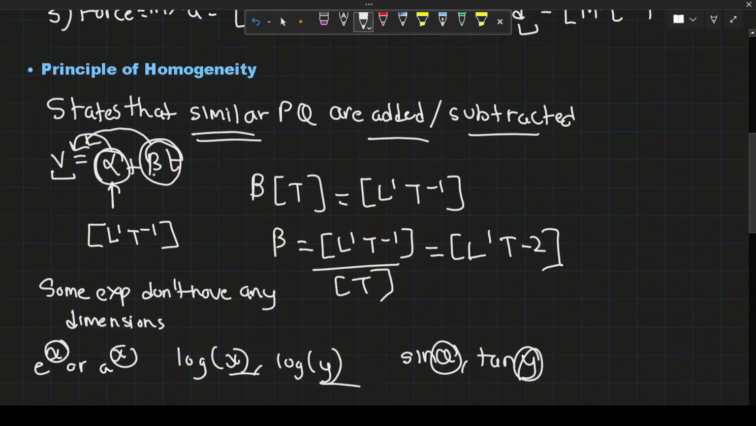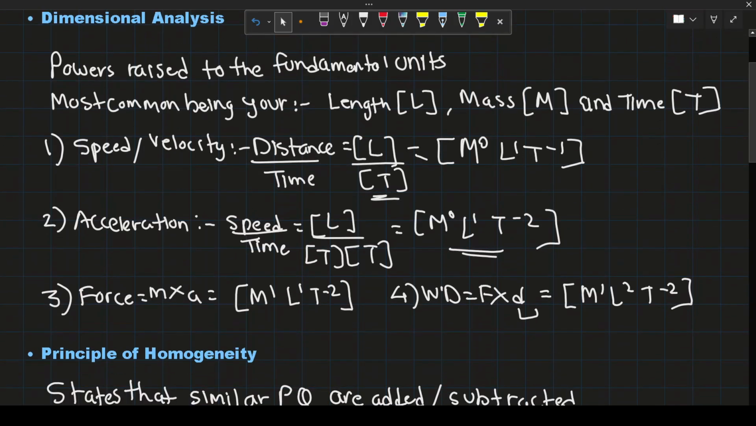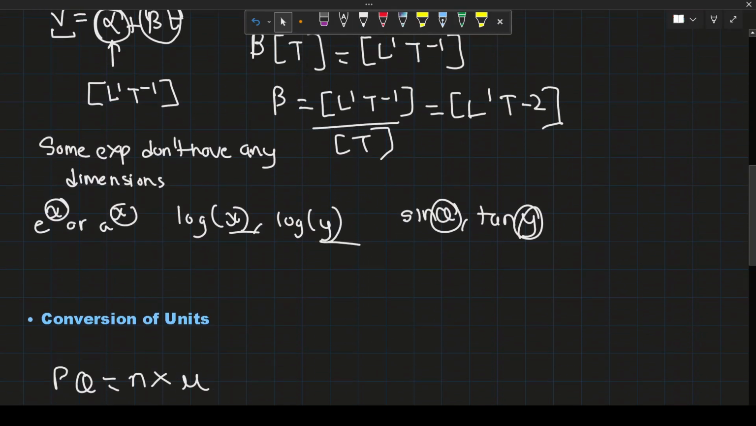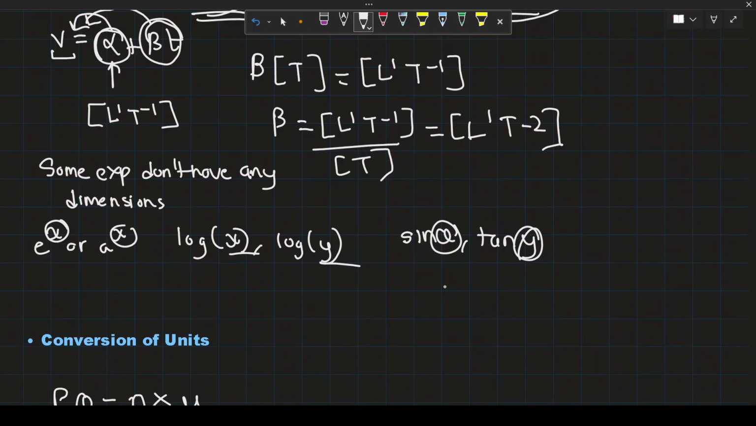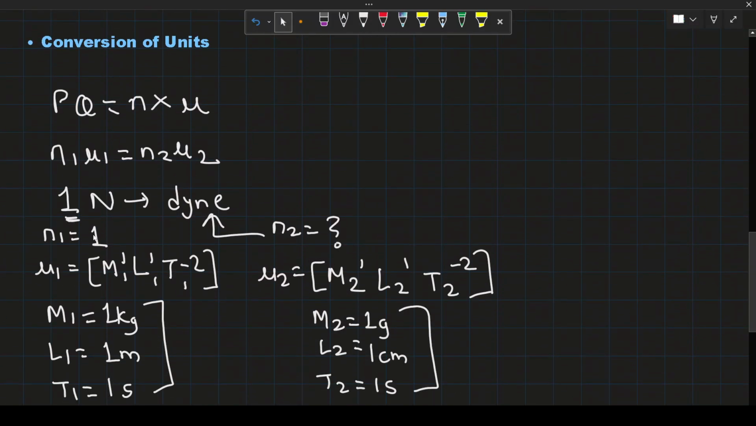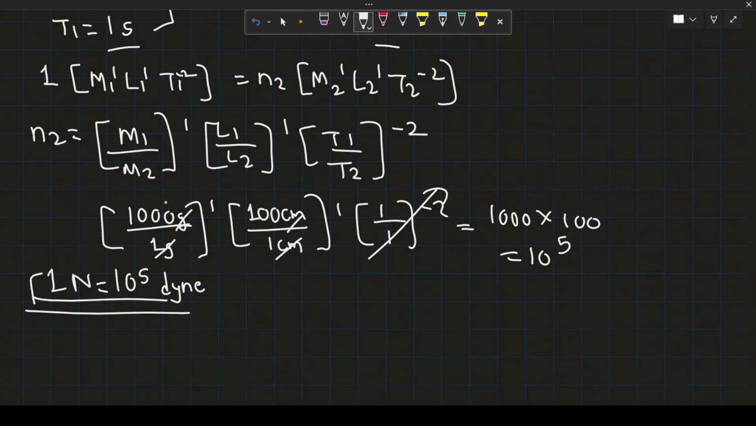Summarizing everything on this slide, we saw about dimensional analysis, which is basically powers raised to fundamental units. We saw some examples. Then we saw about principle of homogeneity, which states that similar physical quantities can be added or subtracted. We saw an example on it. And then we saw some expressions which do not have any dimension, like anything raised to its power or anything enclosed in log or any angle. And last, we saw conversion of units with a beautiful example of 1 Newton being converted into dyne, and the final conclusion being 1 Newton is equals to 10 to the power 5 dyne.